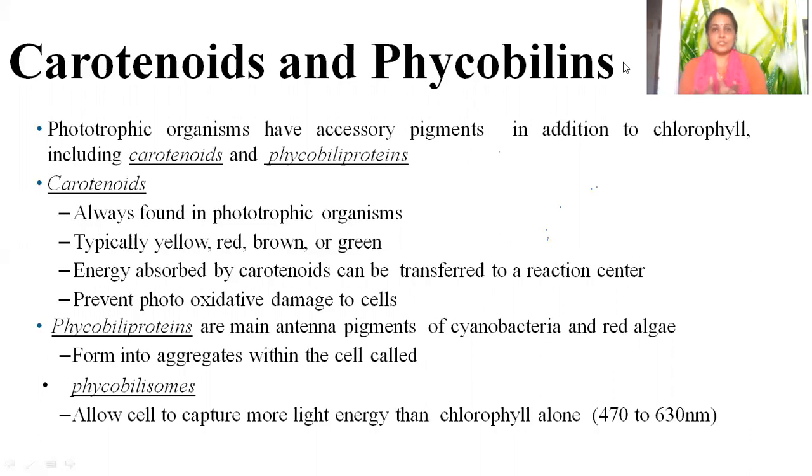All photons will be transferred to the reaction center, and the reaction center will transfer them to the electron transport chain for photosystem 1 and 2, which we are going to learn in our next session: what the photosystems are and how they work during oxygenic and anoxygenic photosynthesis. So I hope you are clear with the role of photosynthetic pigments and the role of accessory pigments.